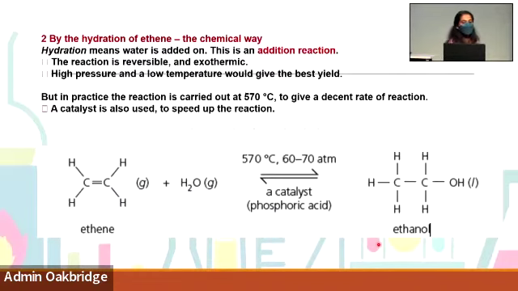By the hydration of ethene, of course, by adding water. Okay, hydration, more water. Drink more water because you are dehydrated. That means hydration, add more water.